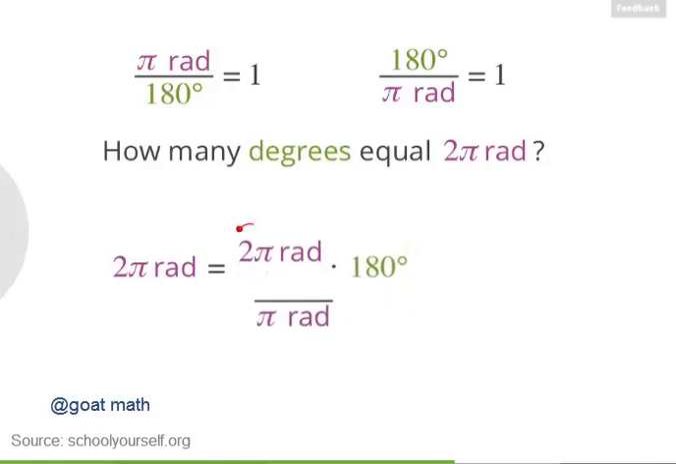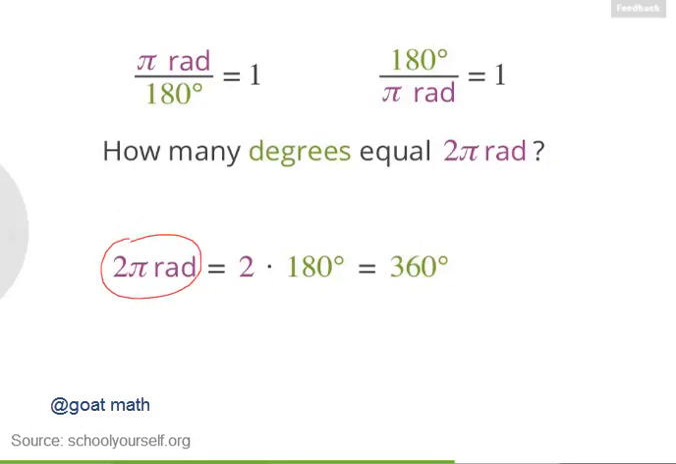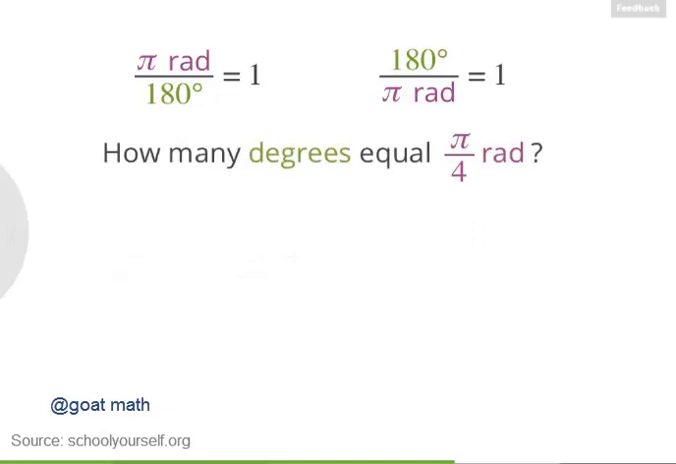And now we're dividing 2 pi radians by pi radians. The pi radians cancel, leaving us with 2 times 180 degrees, which equals 360 degrees. And so multiplying our angle in radians by this fraction gave us the angle in degrees. Try another example of converting from radians to degrees. How many degrees equal pi over 4 radians?